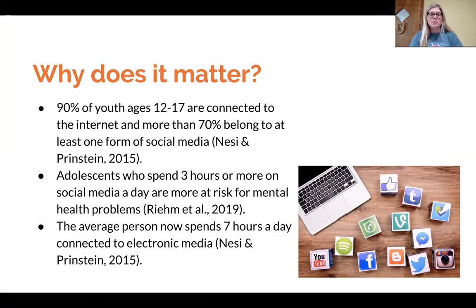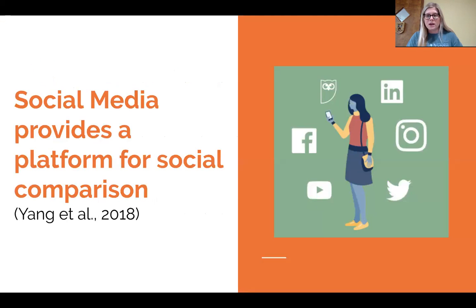Why does it matter? 90% of youth ages 12 through 17 are connected to the internet, and more than 70% belong to at least one form of social media. Adolescents who spend 3 hours or more on social media a day are more at risk for mental health problems. The average person now spends 7 hours a day connected to electronic media. And I thought it was interesting because these sources were pretty much recent, so that should give you kind of an estimate of that.